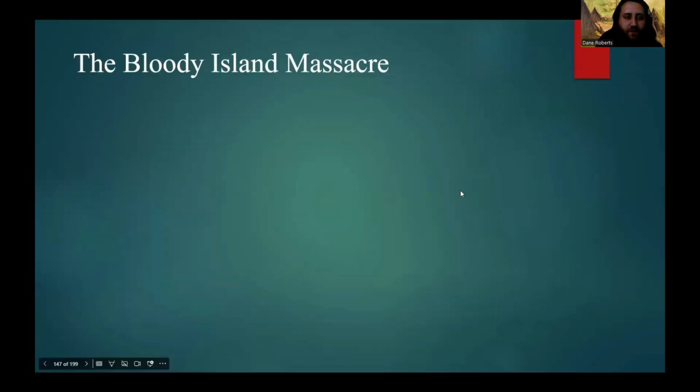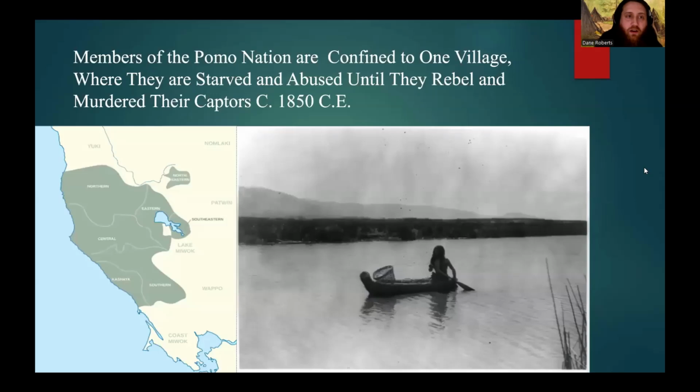All right, now this brings us to the first conflict between the United States military and the Native American peoples of California, that being the Bloody Island Massacre. So, this massacre occurred in 1850 CE when members of the Pomo Nation were confined to one village where they were starved and abused until they eventually rebelled and murdered their captives.